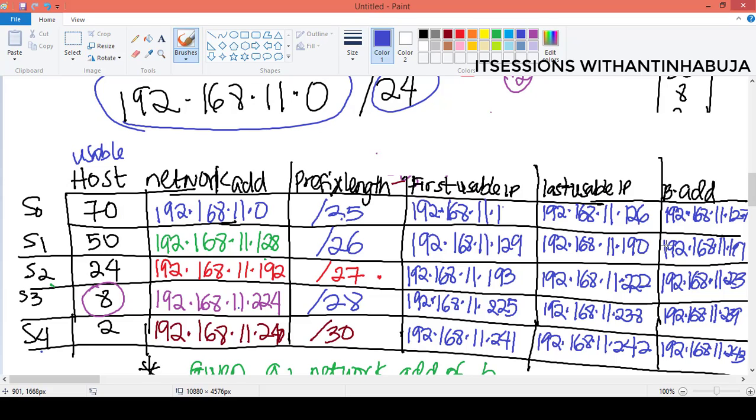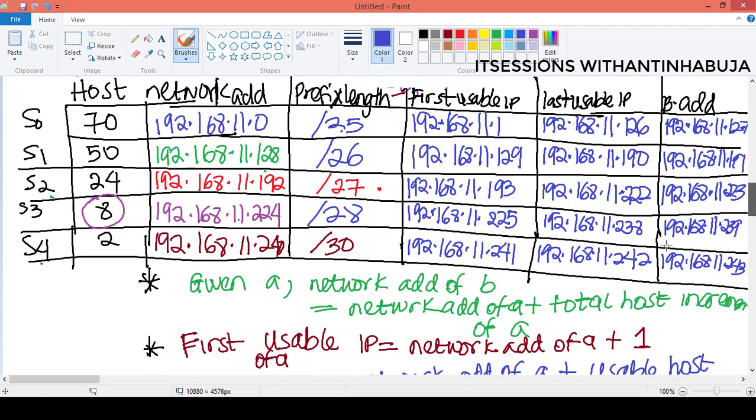And then your first usable IP address is your network address for that layer plus 1. The last usable IP address will now be the network address of that layer plus the usable host number you have from your subnet table under the same prefix length. And that's how you get it. Then your broadcast address will now be your last usable IP plus 1.